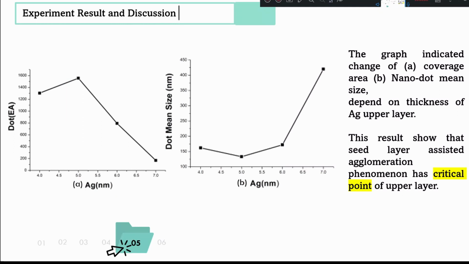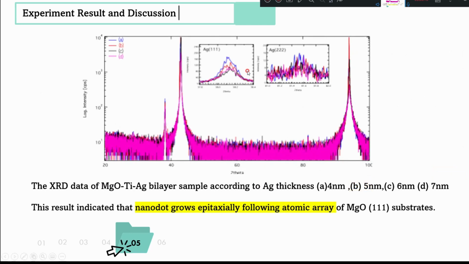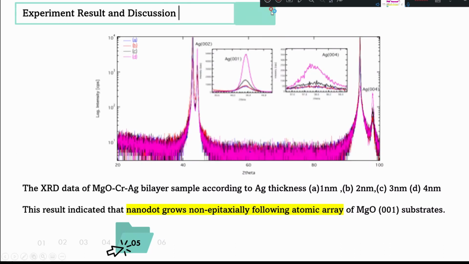Each graph indicates the change of A coverage area and B nanodot mean size depending on the thickness of the silver upper layer. These results show that the seed layer assisted agglomeration phenomenon has a critical point of the upper layer. This is the XRD data of the MgO Ti Ag bilayer sample according to silver thickness: A 4 nanometers, B 5 nanometers, C 6 nanometers, D 7 nanometers. This result indicated that the nanodot grows epitaxially following the atomic arrays of the magnesium oxide substrate in the direction of 111.